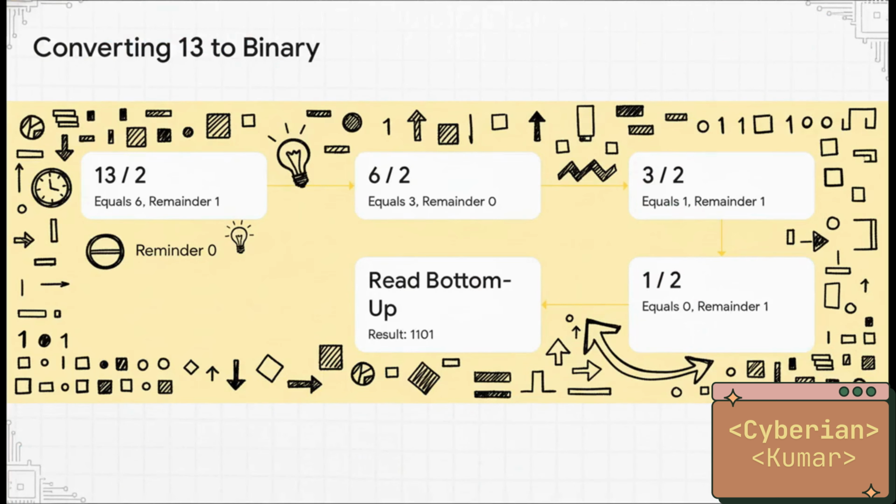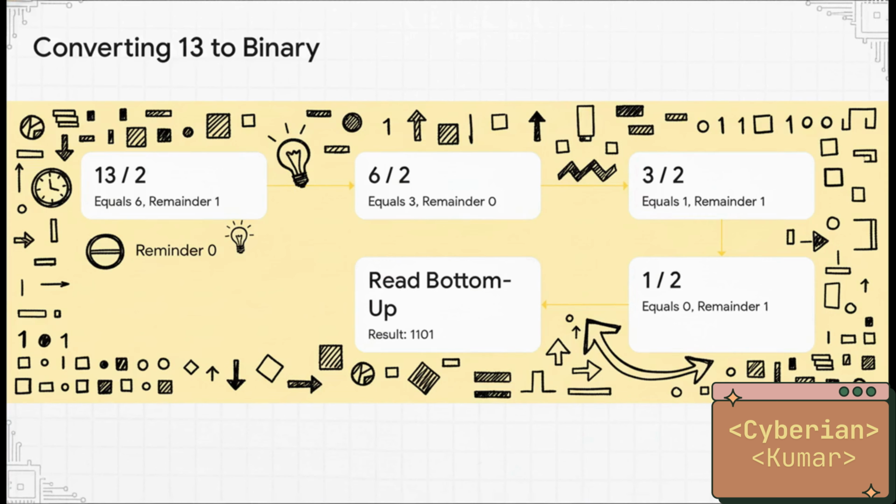Okay, so how do we translate our number, say 13, into the computer's language? It actually looks more complicated than it is. All you do is keep dividing the number by 2 and just keep track of the remainder. So 13 divided by 2 is 6 with a remainder of 1. Then you take that 6, divide by 2. You get 3 with a remainder of 0. You just keep doing that until you hit 0.